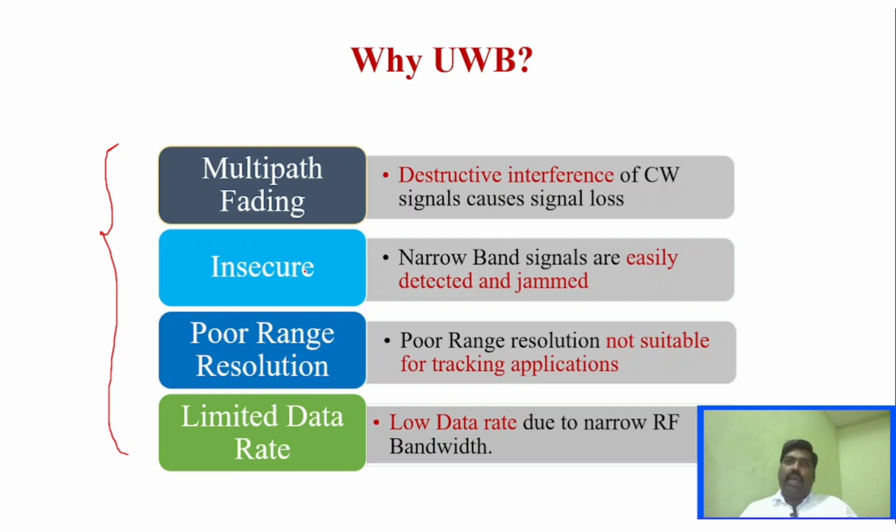The bandwidth is very high, and that is why we can use it for tracking applications where narrowband systems cannot be used, right? And in narrowband, we have a limited data rate, whereas here the data rate is huge because of wide bandwidth, right? So these are the drawbacks of narrowband systems, which are overcome by UWB technology. And by this time, you will understand what is UWB and why we go for UWB, correct?